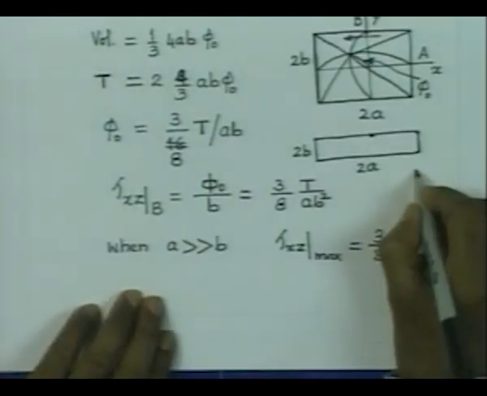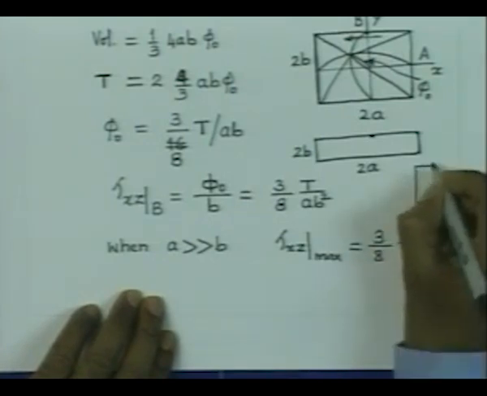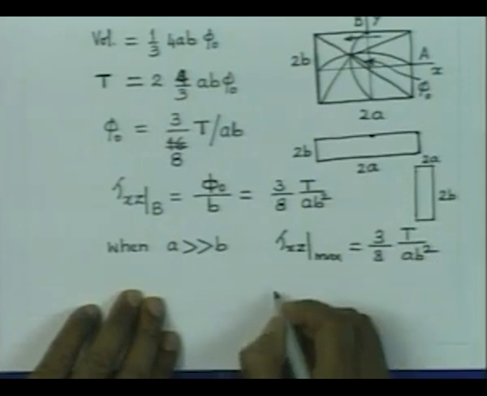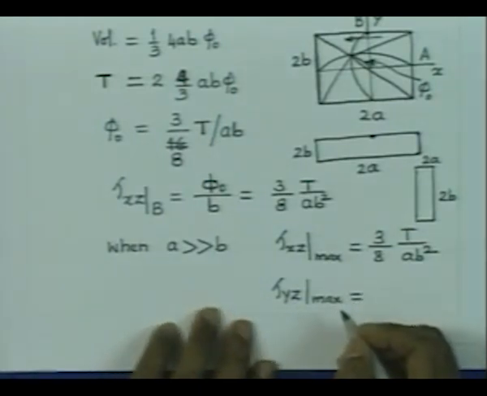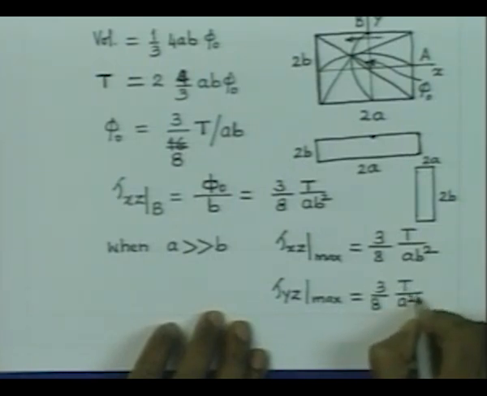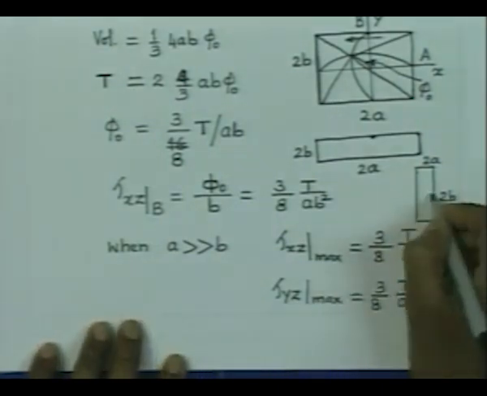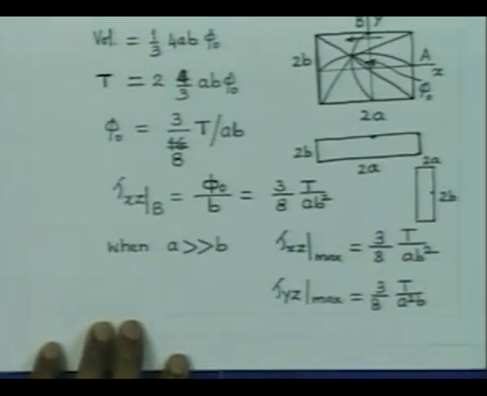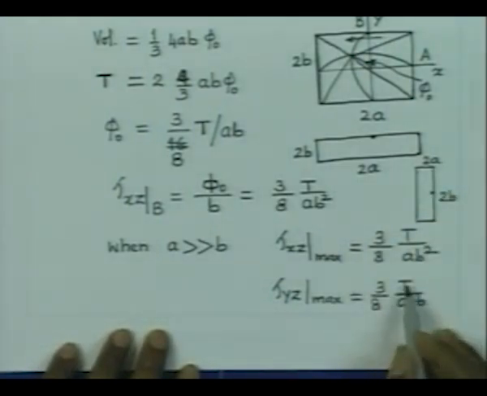And if you have the cross section the other way, so here 2B is larger than this, then the stress will become tau yz maximum, and that is just going to be phi 0 by A, and that will give us 3/8 T by A square B. And in fact the exact value is 3/8 T by A square B. So, therefore, we have got really the value correctly obtained. I have given you a little while ago that the maximum stress in such cross section is going to occur here, and its magnitude is 3T by A square B.